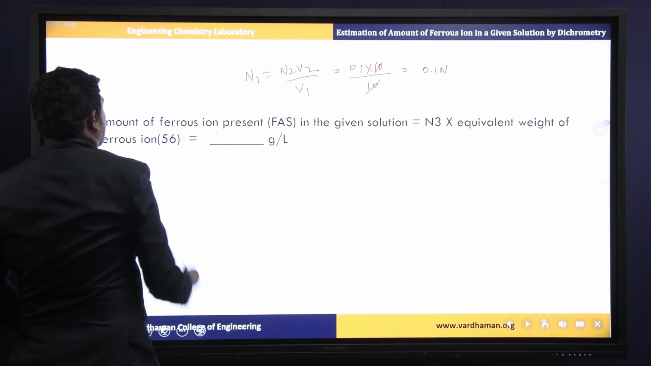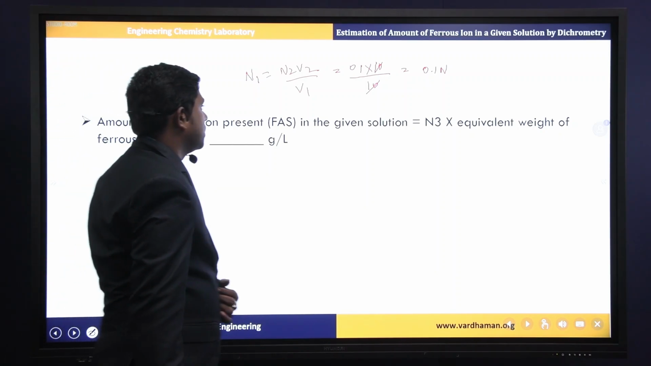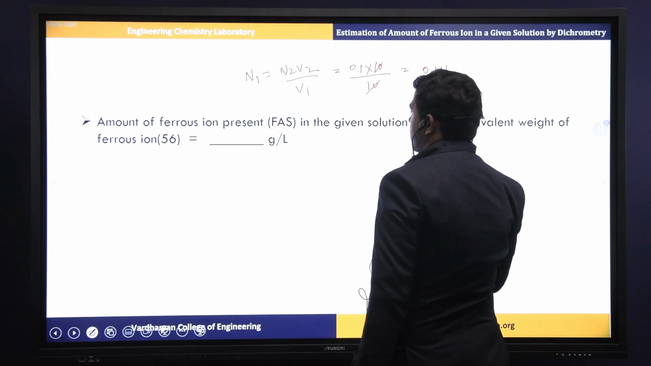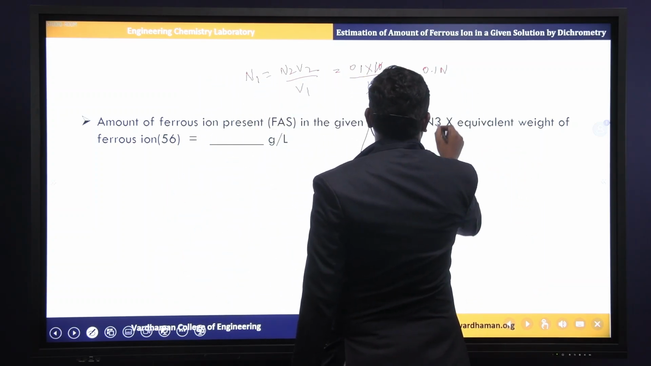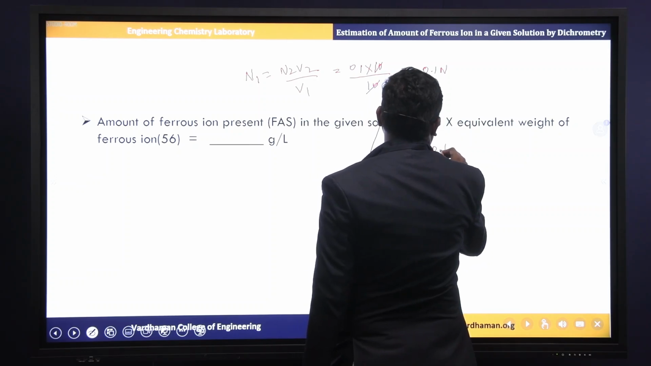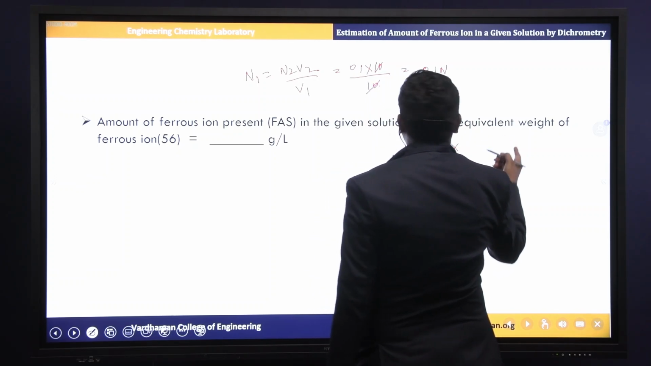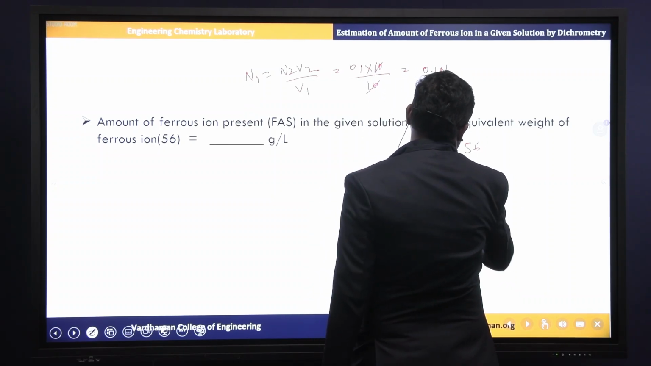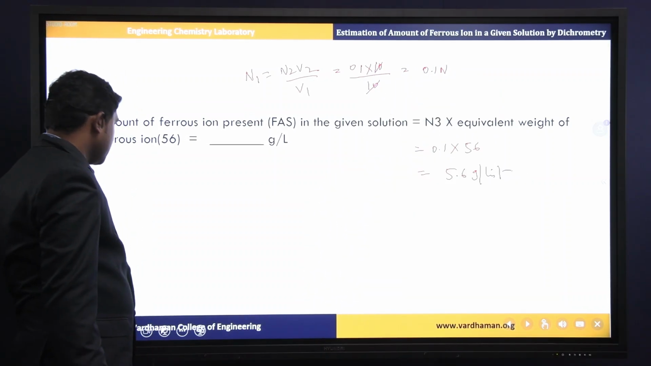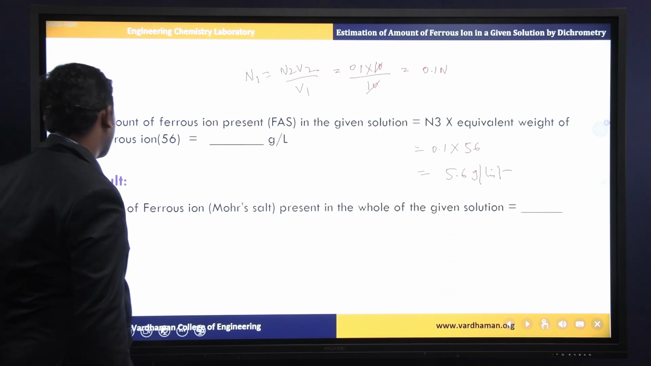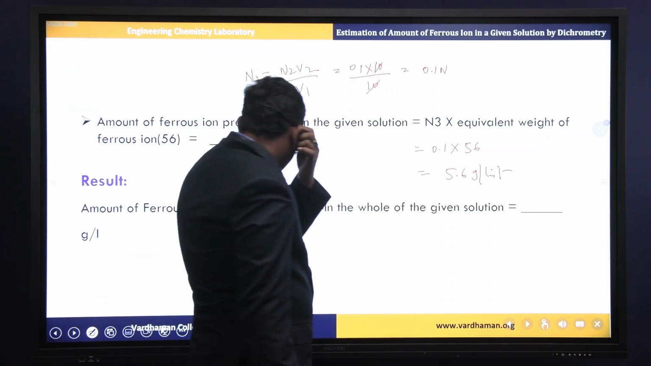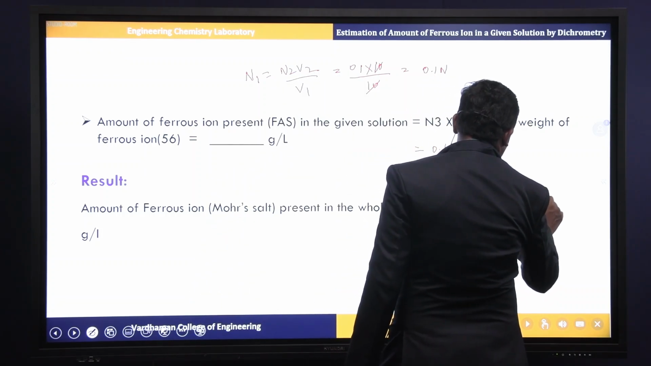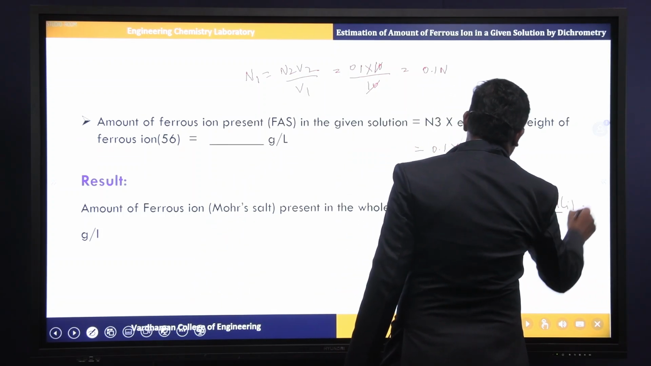Finally, the amount of ferrous ion in the given solution is equal to the normality of Mohr's salt into the equivalent weight of the ferrous ion. What is the normality? 0.1 into the equivalent weight of ferrous ion, which is 56. That is 5.6 grams per liter. So the final result is that the amount of ferrous ion present in the given solution is 5.6 grams per liter.